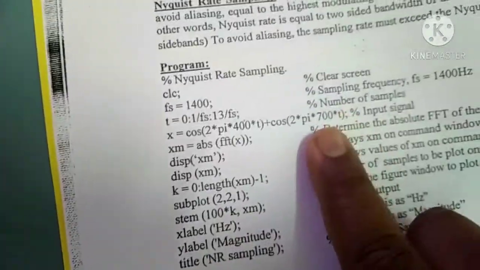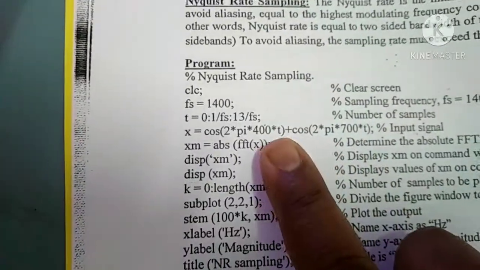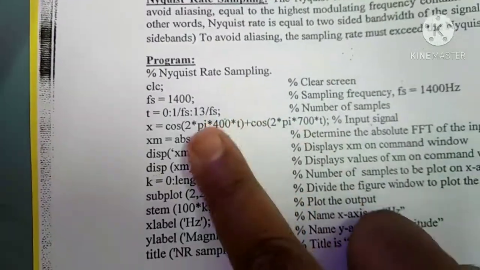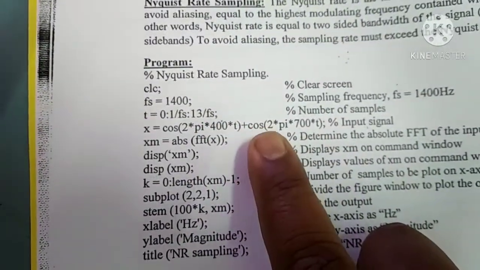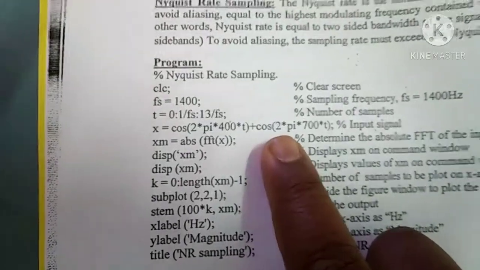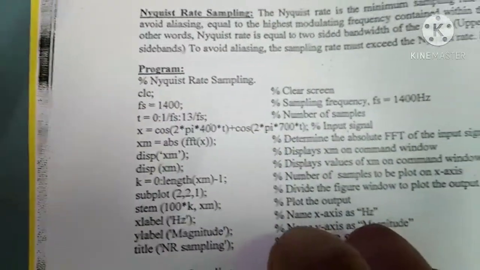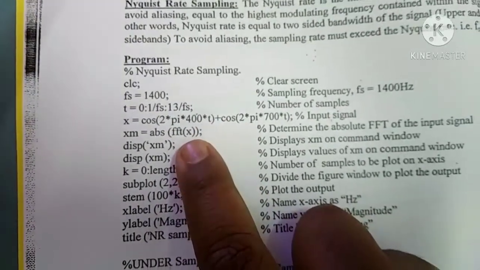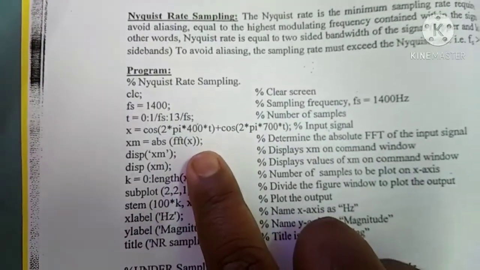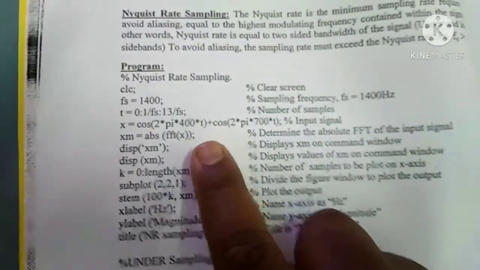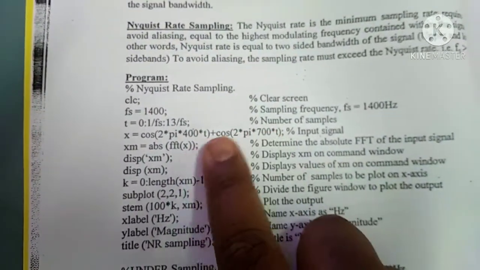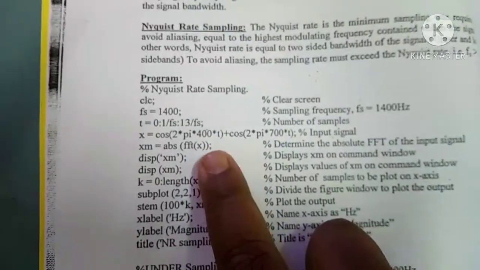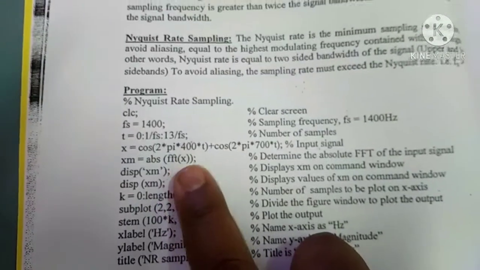Here the frequency is 700, and here we have 400. So the maximum frequency is 700. 2 times 700 is 1400. We are going to sample the signal with the frequency 1400, and we'll see what the output will be. After sampling, we are taking the FFT of the signal. The FFT will indicate what frequency components are present in the sampled signal, and we are checking that by using FFT.